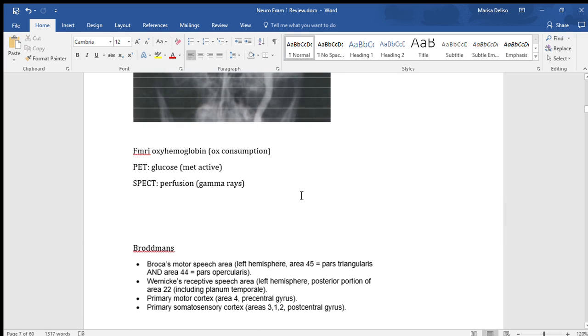Okay, so you guys had that lecture on imaging. I tried to sum it up as simply as possible, covering everything they could ask you there, because they're not going to ask you about x-ray and things like that, since you know what x-rays, CTs and MRIs do, but these are the three obscure ones. So fMRIs look at oxygen consumption, PET at glucose, and SPECT at perfusion. Just keep that in mind.